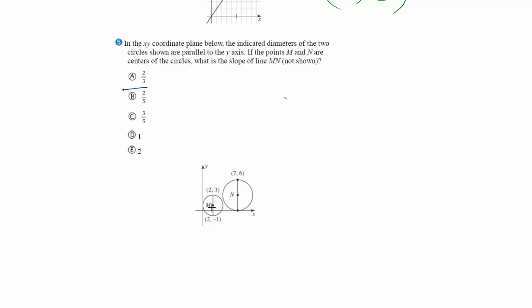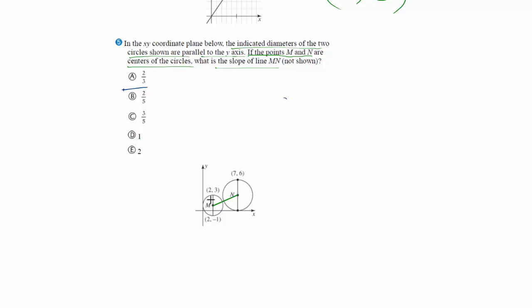So we have to calculate the coordinates of the centers of the circles, because the question is telling you the indicated diameters of the two circles shown are parallel to the y-axis. That means they are not changing the x coordinates, they are only changing the y coordinates. If the points M and N are centers of the circles, what is the slope of line MN? So we have to make a line MN and calculate its slope, and obviously it is positive, and all the options are positive here because it is considered a hard level. So now we have to just calculate the coordinates of point M.